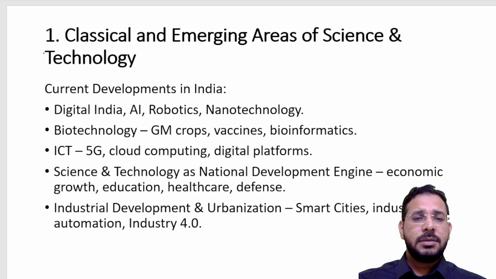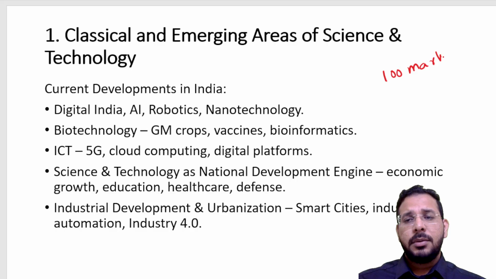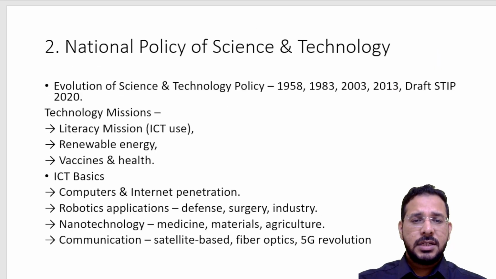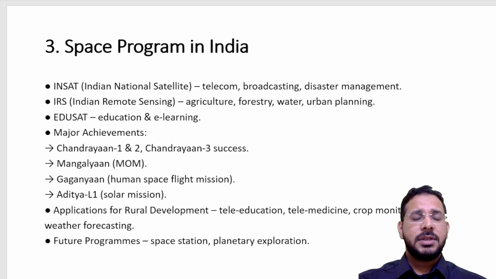So, in case of the mains syllabus, we have 10 topics. The weightage is 100 marks in the mains. But the first two chapters are classical emerging areas of science and technology and policy of science and technology. Policy, the national policy on science and technology, is given here. So before studying these two chapters, I want you to complete the syllabus of the remaining chapters. After completing all these chapters, you can easily answer the questions from the first chapters, because the first chapter is like a summary of the remaining chapters.